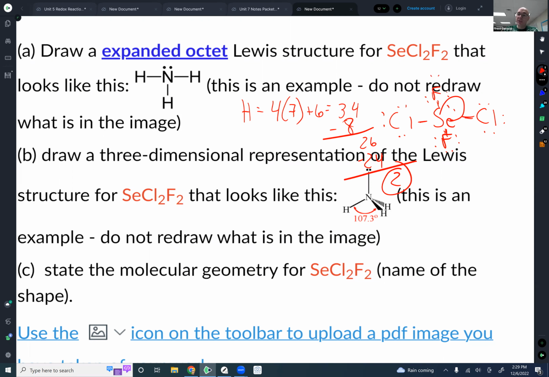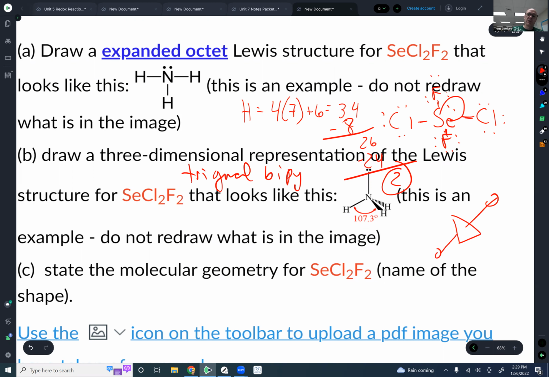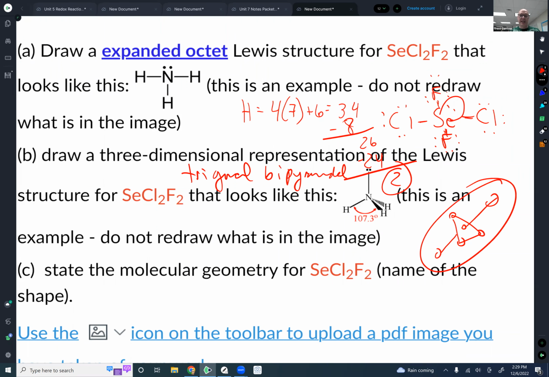What is this shape that has 5 parts around it? Well, what you are going to end up with is trigonal bipyramidal. So the name of this one is trigonal bipyramidal. And if you could draw a structure that looks more like this, that would be the correct 3-dimensional structure that I was hoping you would tell me.